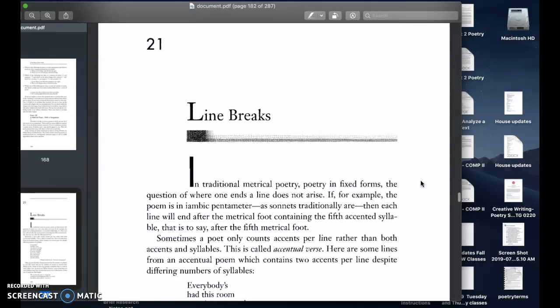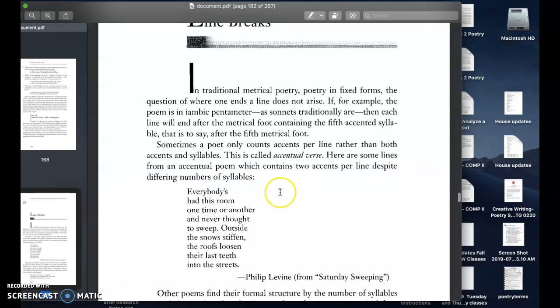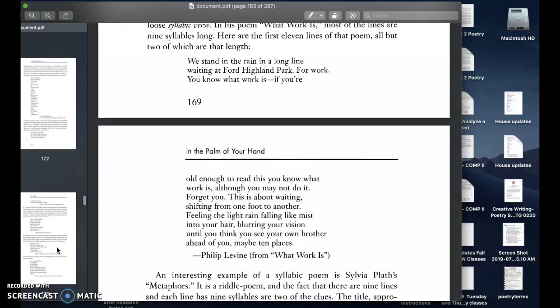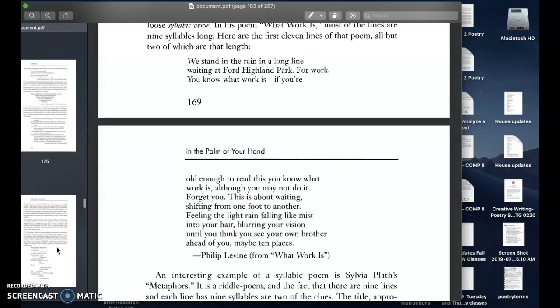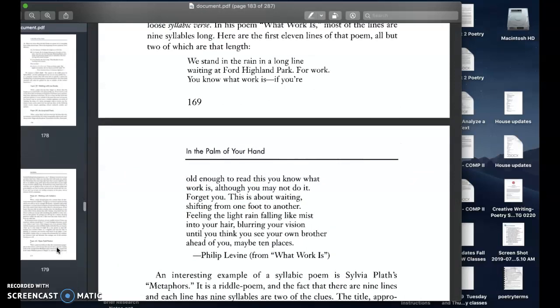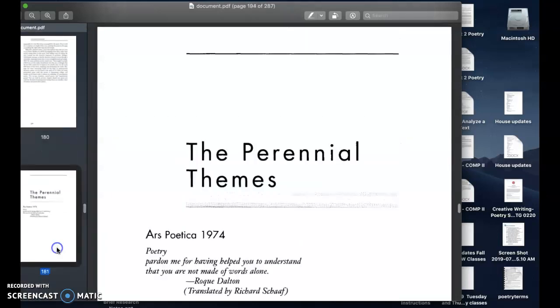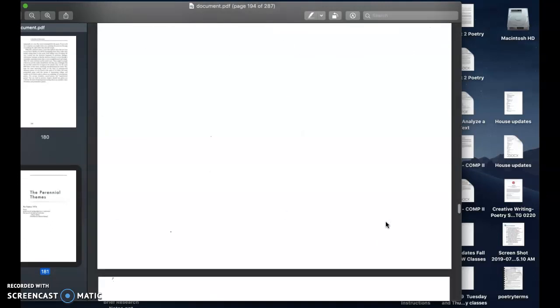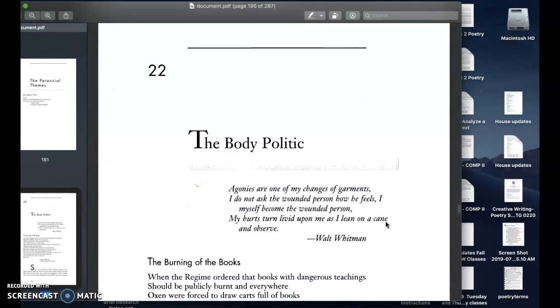We already discussed chapter 21 with line breaks. If you want to go back and reread anything from here, you totally can, but I won't bore you with doing these notes on that again. I think at this point you've got line breaks down because you've been doing so much in terms of the poetry before. So I'll just preface this as we go into the latter chapters of the book, talking about the perennial themes of poetry.